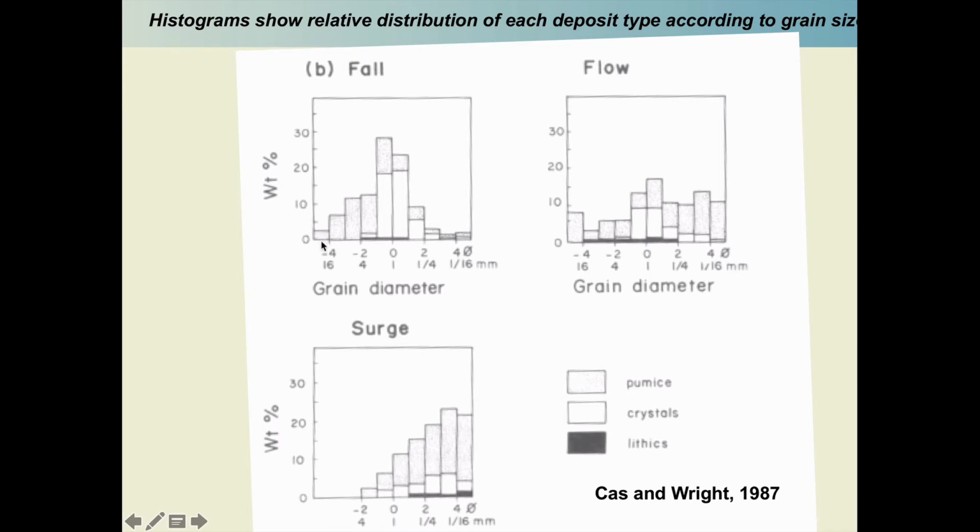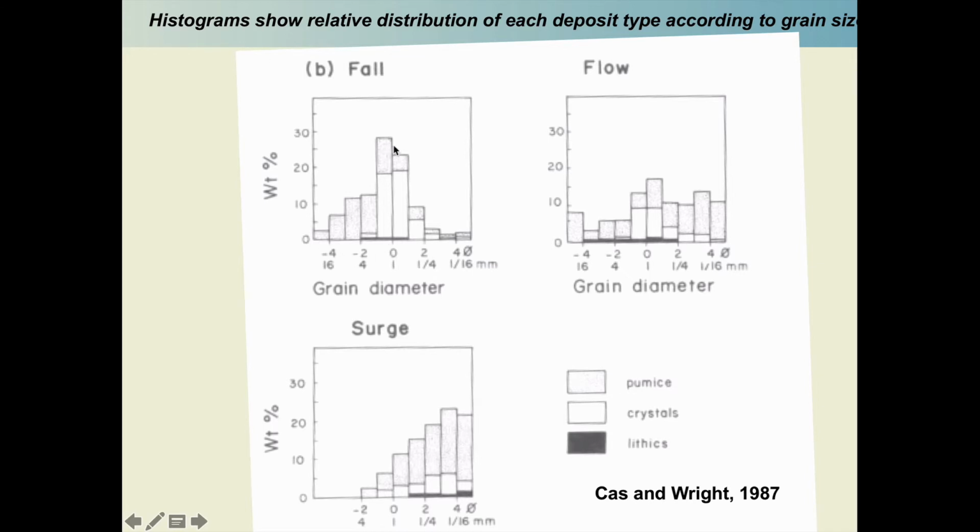And weight percent in each of the size classes here, which are divided by 1 phi increments, are shown plotted along the y-axis here from 0 to 30%. So the weight percent in each size class is shown here. This histogram for a fall deposit gives you a measure of how well sorted and what the average size is, or the median size is, of your deposit.